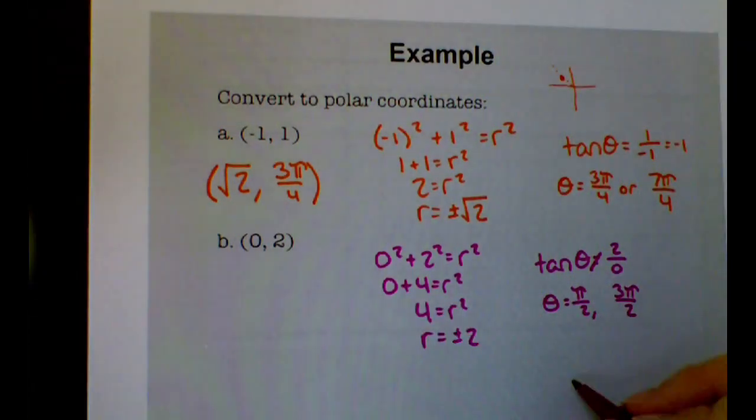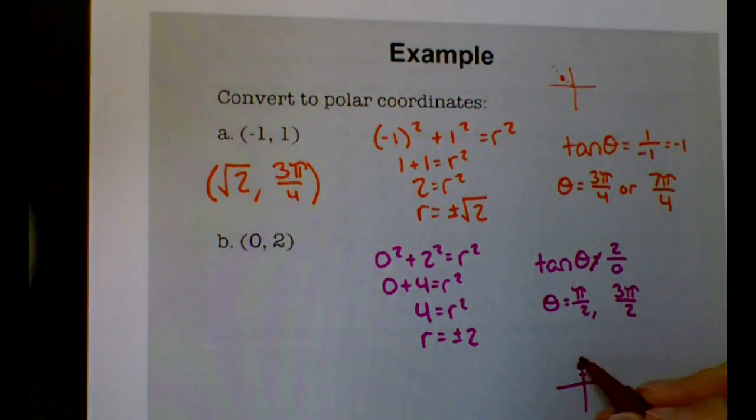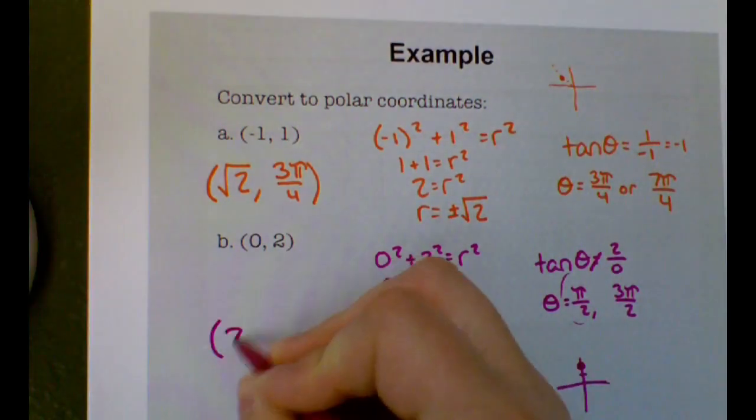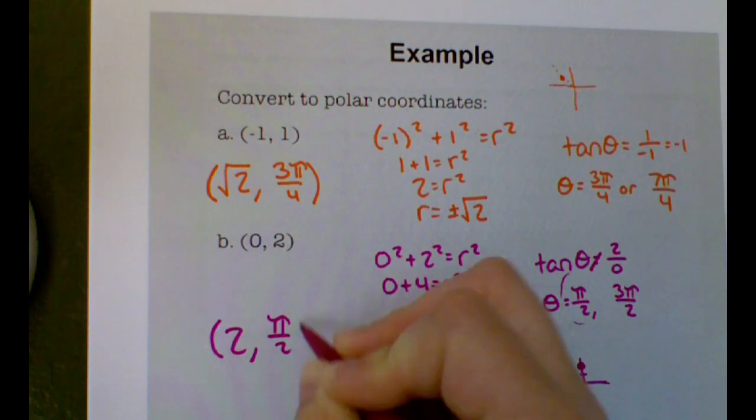Now I think about my point, 0, 2. That's right there on the y-axis. Well, what angle is the y-axis starting from the origin? That's pi over 2, and I always use the positive radius, so 2 comma pi over 2.